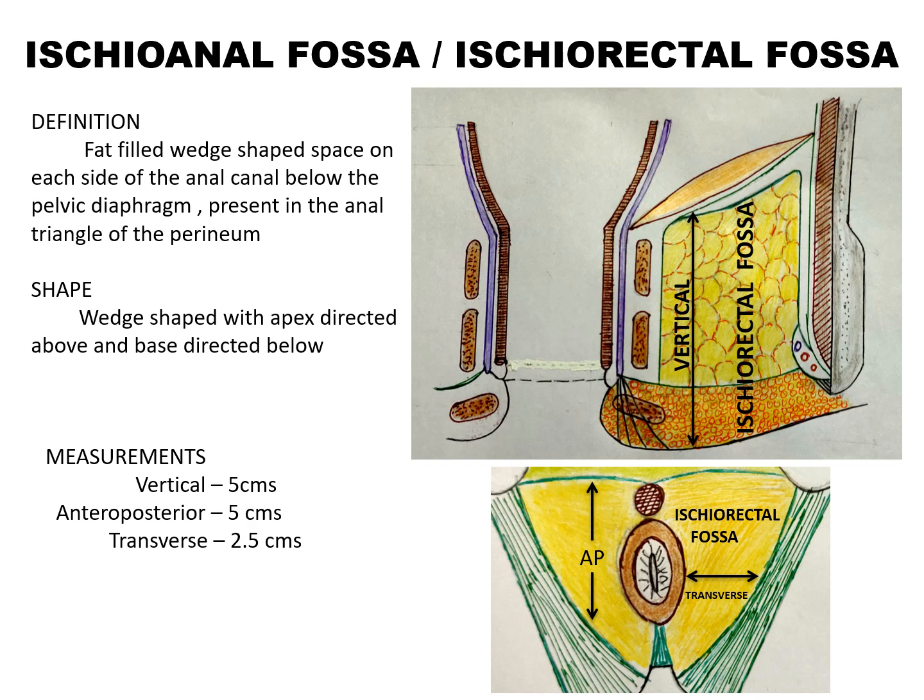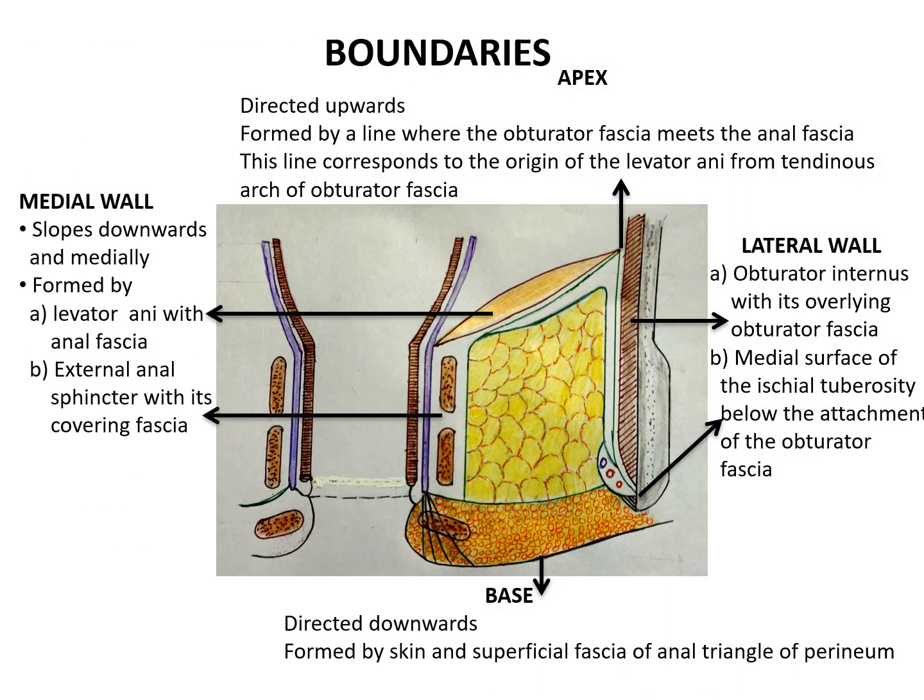Now, the shape of this ischioanal fossa: it is wedge-shaped with the apex directed above and the base directed below. The measurements: the vertical measurement is about 5 centimeters, the anteroposterior measurement is also 5 centimeters, and the transverse measurement is about 2.5 centimeters. Coming to the boundaries of the ischiorectal fossa, it has the following boundaries: the apex, base, anterior wall, posterior wall, medial wall, and the lateral wall.